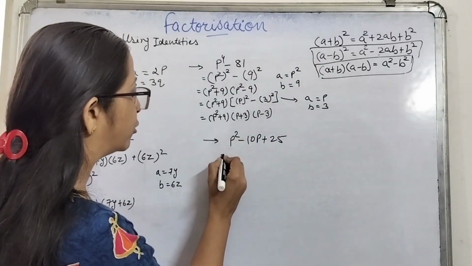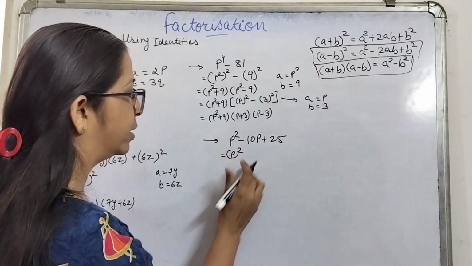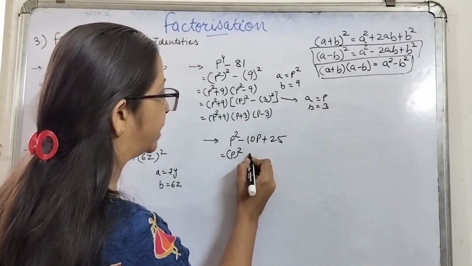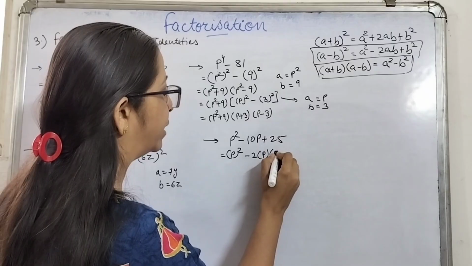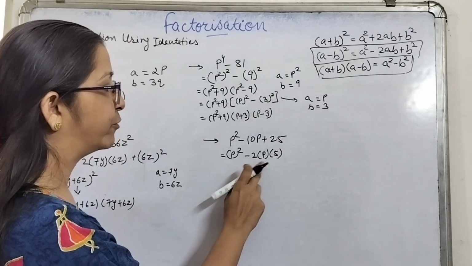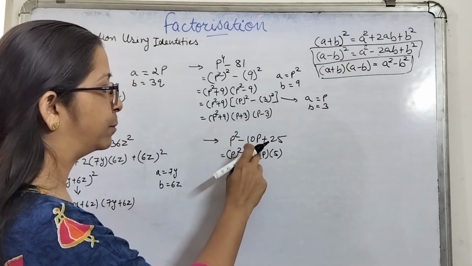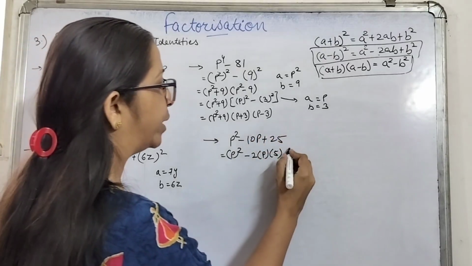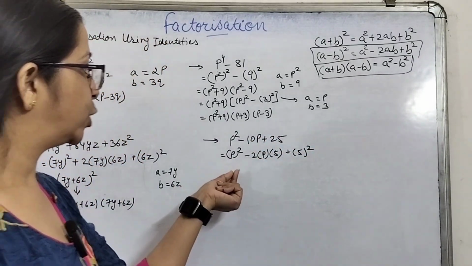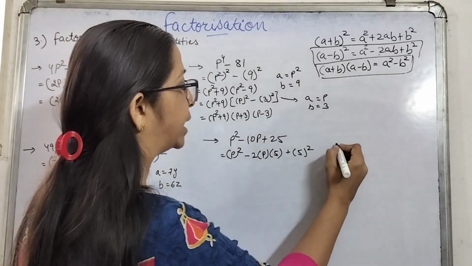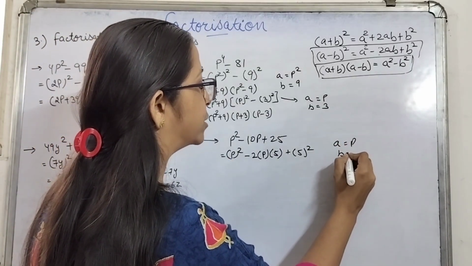So here p square could be written as p whole square, minus 10p could be written as minus of 2 multiplied by p multiplied by 5. 2 multiplied by 5 will be 10 multiplied by p, 10p, and the minus sign we have taken. Now 25 could be written as 5 whole square. Now we can see over here that a is p and b is 5.